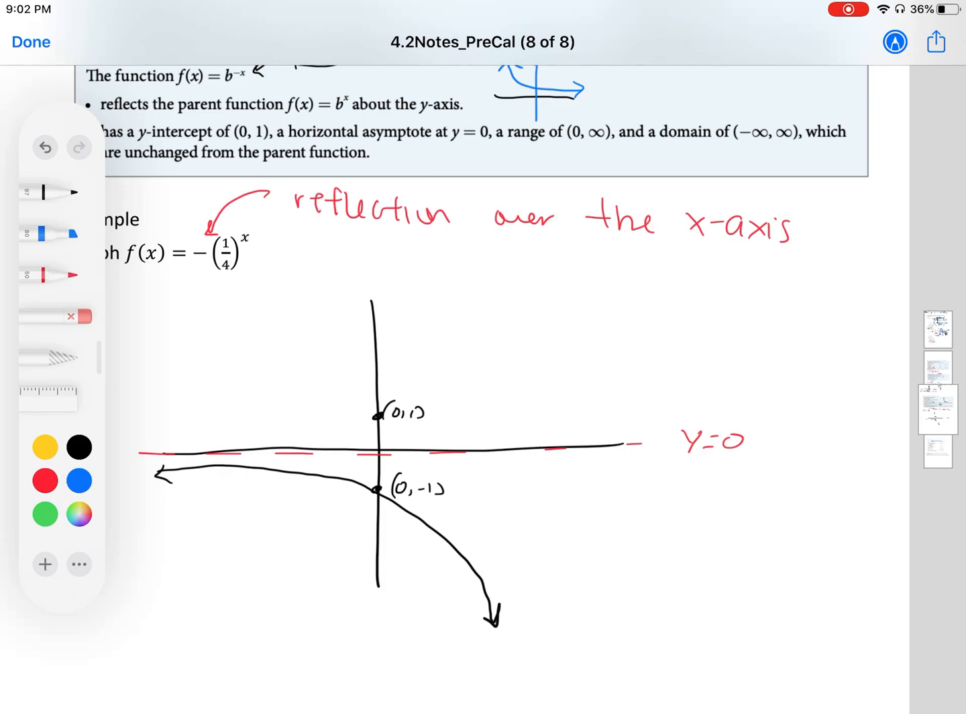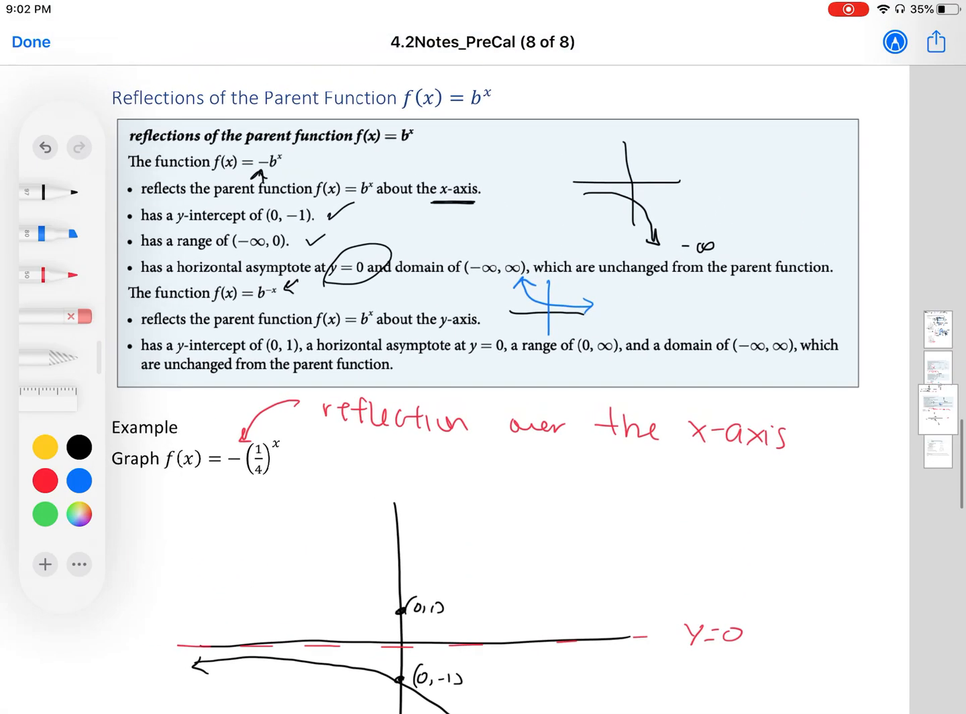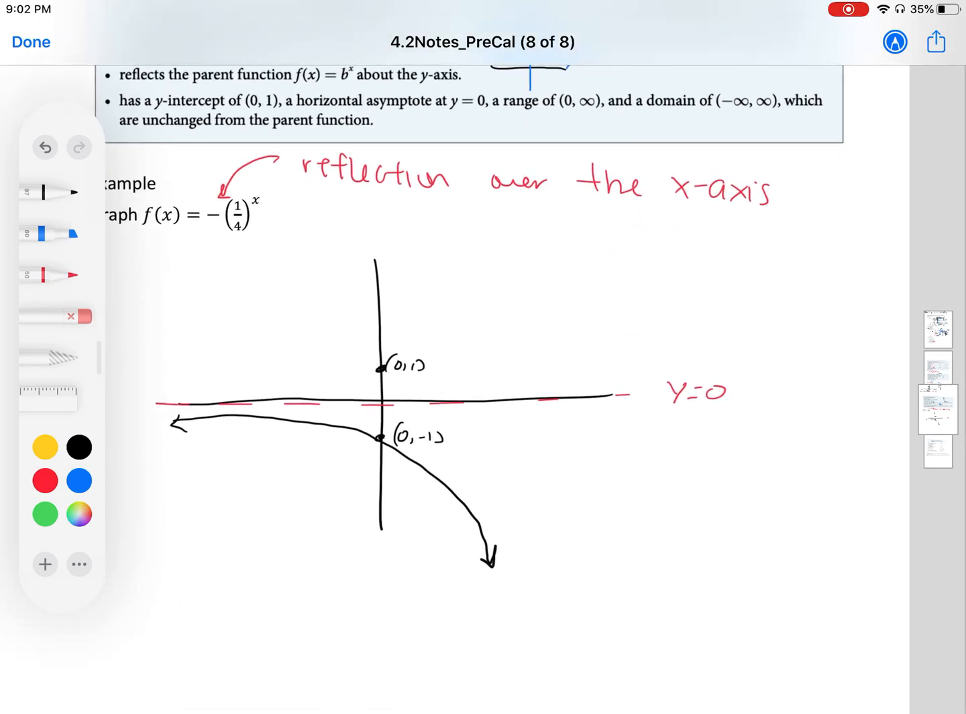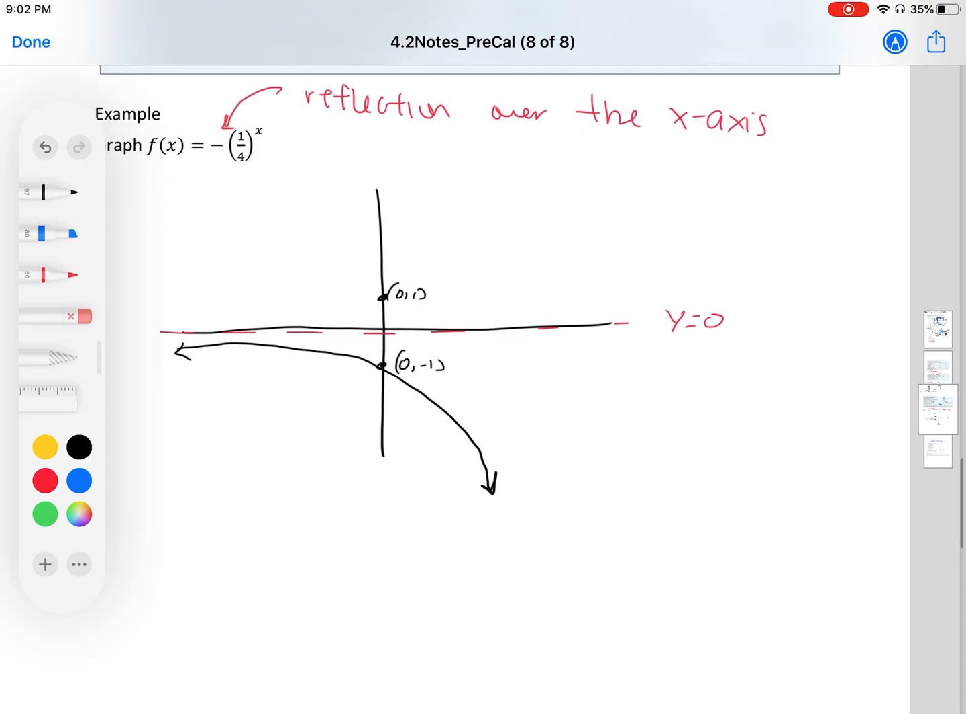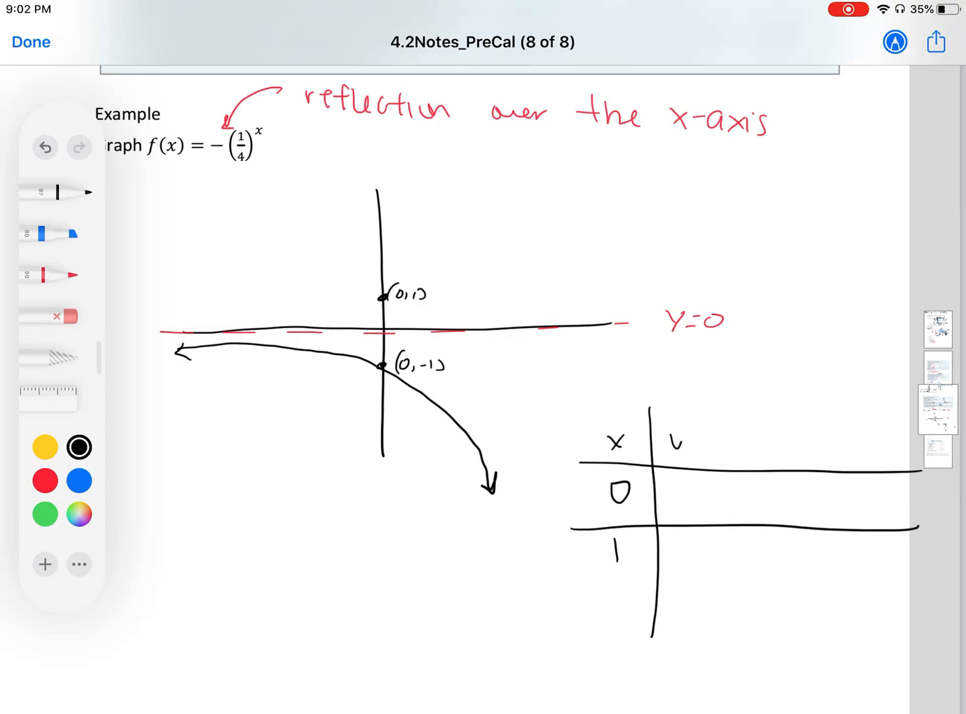Now, I know that's kind of a lot to take in. You're like, where did she get this from? What's going on? Well, we're just using some basics of how a function looks. Now, if you want to give me a more precise graph, which is really what I want, then we would go ahead and maybe test some points. We know what 0 is, maybe try 1. So negative (1/4) to the 0 power gives us negative 1. And negative (1/4) to the 1 power gives us negative 1/4.